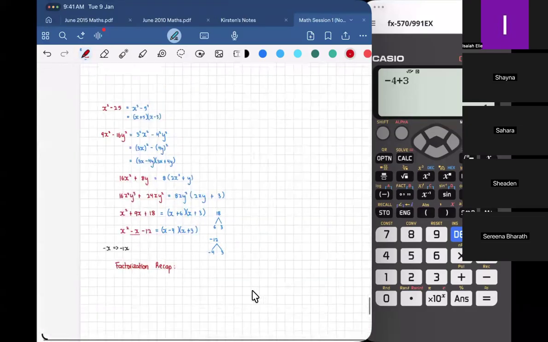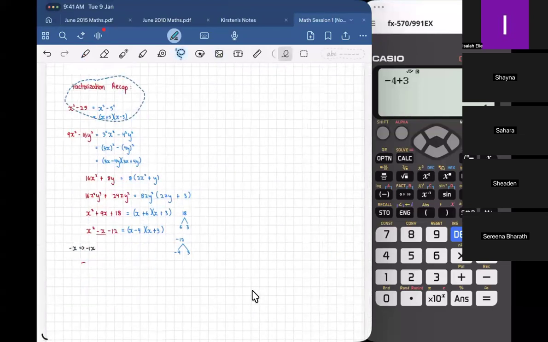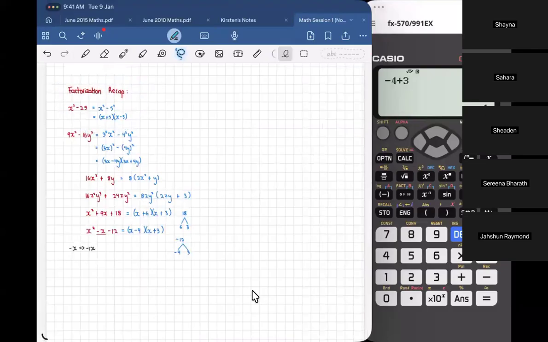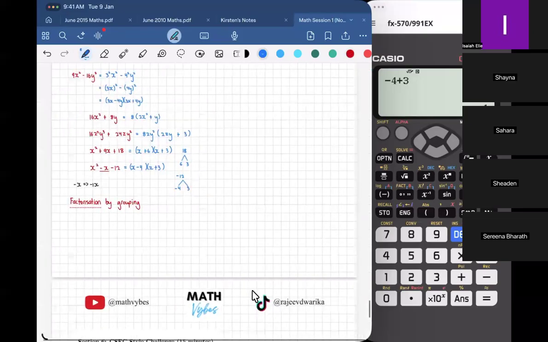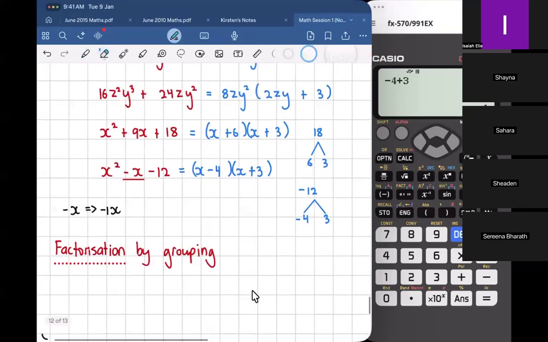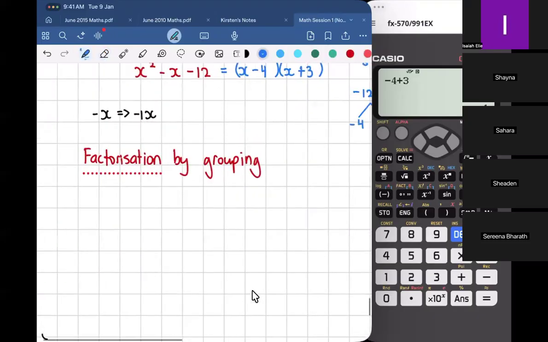Factorization recap, that's what we did. So today we just recapped what we did in prior sessions. Now let's look at factorization by grouping. I'm sure you guys would have seen me factorize quadratics in a particular way. Well, there's another way to do it, and that's by grouping. Let me show you what I mean by that.